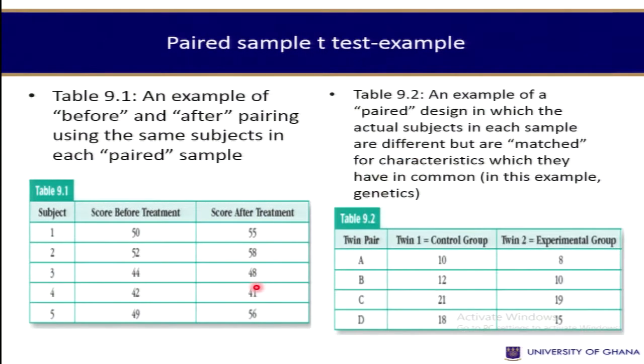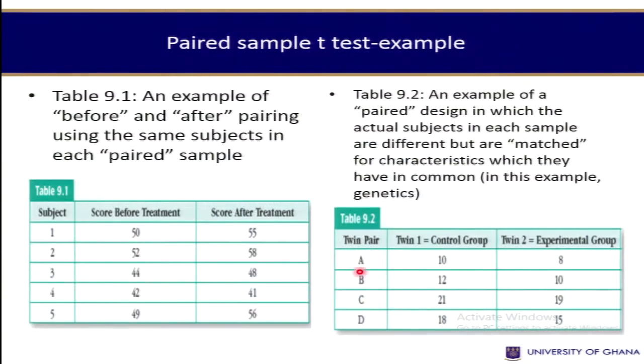Now let's look at an example here, an example of a before and after pairing using the same subjects in each paired sample. So we have twins here that have been paired. We have the first pair, they are here. We have 4 of them here, and their scores over here. So this is an example of a paired design in which the actual subjects in each sample are different but are matched for characteristics which could affect the dependent variable.